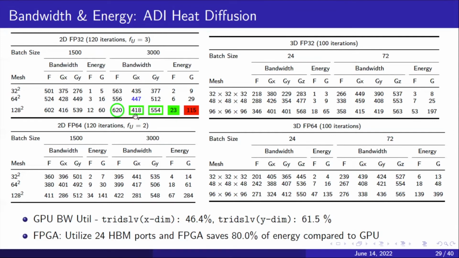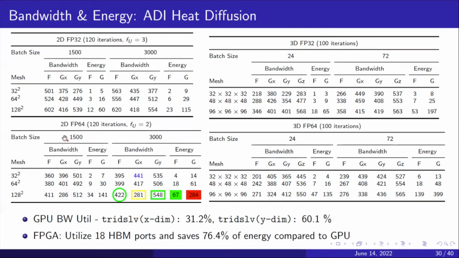GPU reaches a good 418 and 554 gigabytes per second bandwidth along X and Y dimensions. And here we note that GPU's maximum theoretical bandwidth is 900 gigabytes per second. And when it comes to energy, FPGA saves over 80% of energy consumed by GPU.